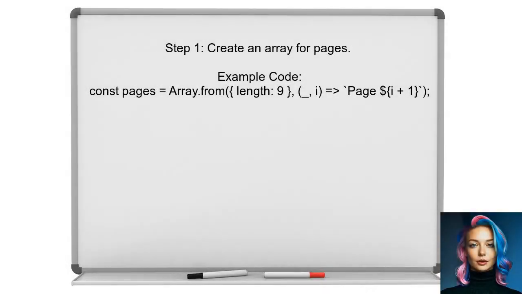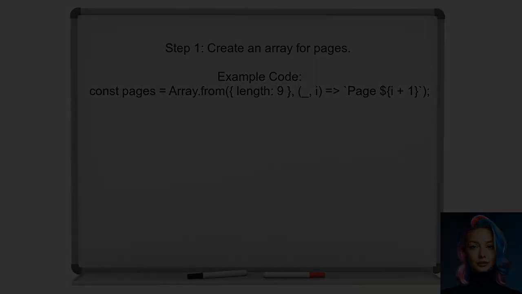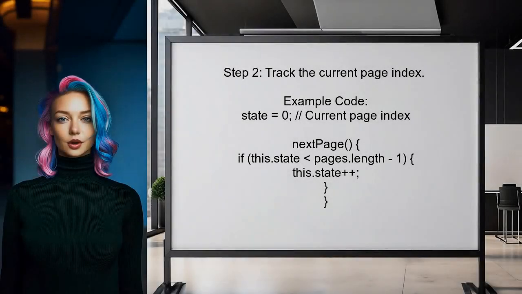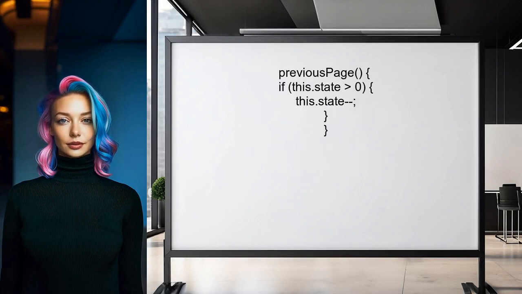To create reusable states and transitions for the paging component, the user can utilize an array to manage the pages dynamically. This way, they won't need to define each state manually. Next, the user should modify the state management to reflect the current page index instead of individual states. This can be done by using a variable to track the current page.